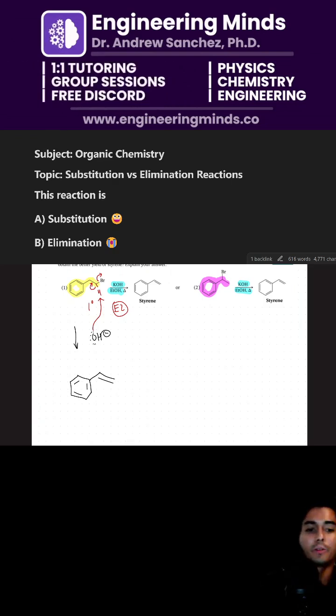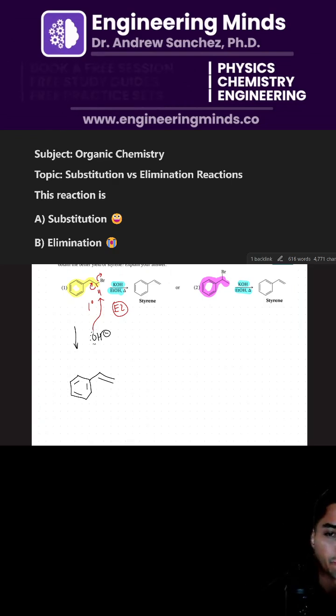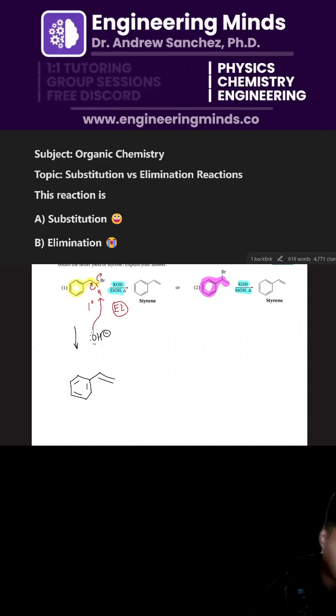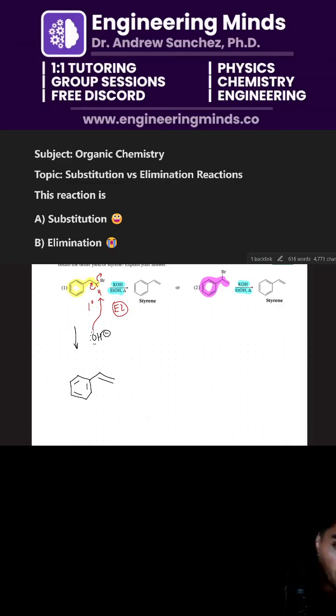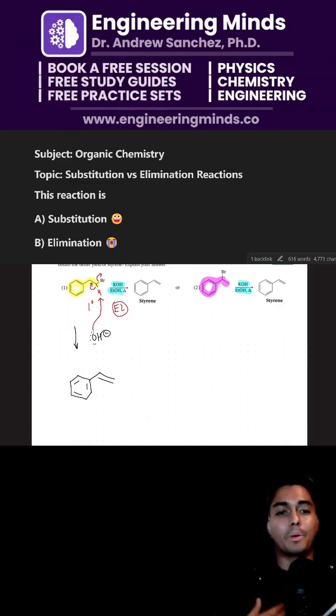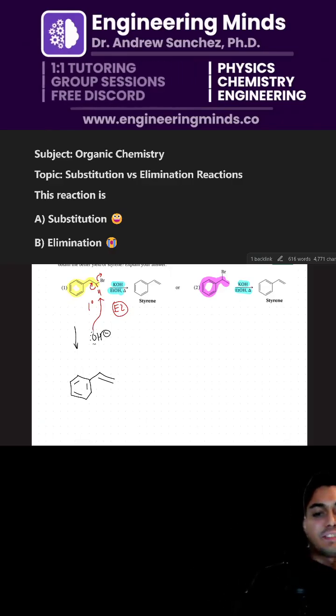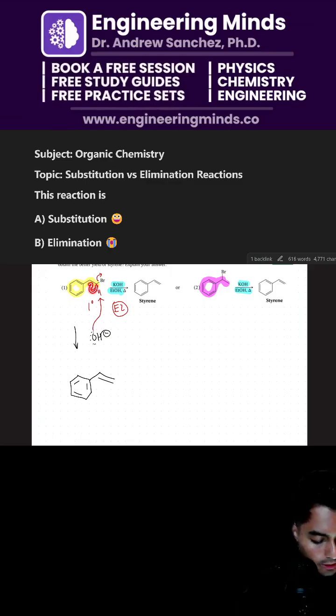Is it always 3 arrows? For E2, yes. E2 is going to be that concerted process where we have the proton transfer, and then the simultaneous donating of this bond to create a double bond.